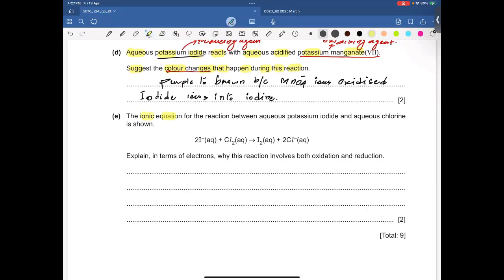The ionic equation for the reaction between aqueous potassium iodide and aqueous chlorine is shown. We have done this equation in class. Explain in terms of electrons why this reaction involves both oxidation and reduction. Chlorine is converted into chloride, which means during the reaction the chlorine molecule will gain electrons, and therefore its oxidation state decreases, whereas iodide to iodine is an oxidation because it loses electrons, which means its oxidation state increases. All right, so we need to give the answer in terms of electrons, not in terms of oxidation state. So that's going to be very, very easy.